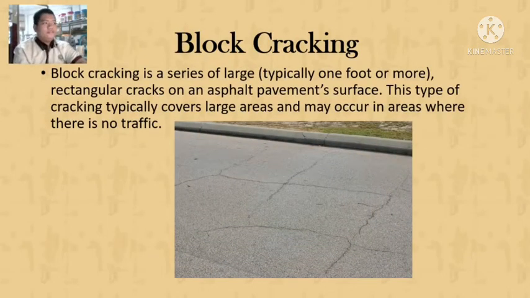Block cracking is a series of large, typically 1 foot or more, rectangular cracks on an asphalt pavement surface. This type of cracking typically covers a large area and may occur in areas where there is no traffic. Block cracking is typically caused by shrinkage of the asphalt pavement due to temperature cycles.